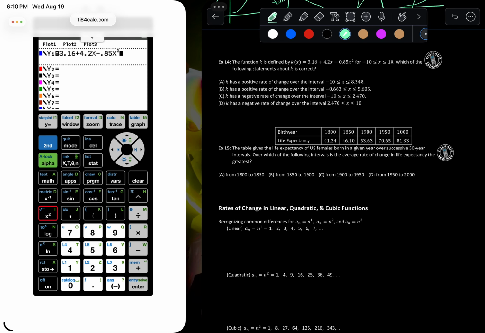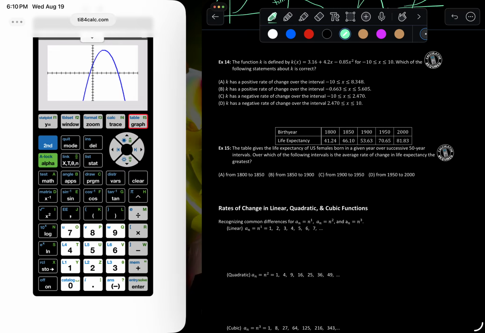Now, usually I would say go hit zoom 0, but the vertex of this is within the window from negative 10 to 10. Okay, now from here, if I look at the first example, it says k has a positive rate of change over the interval from negative 10 to 8.348. First, you should be like, okay, where did they get that value? Well, we need the vertex in order to see where the rate of change is changing, okay? So on the left side of the vertex, the slope is positive. The rate of change is positive. On the right side, the slope is negative. Rate of change is negative.